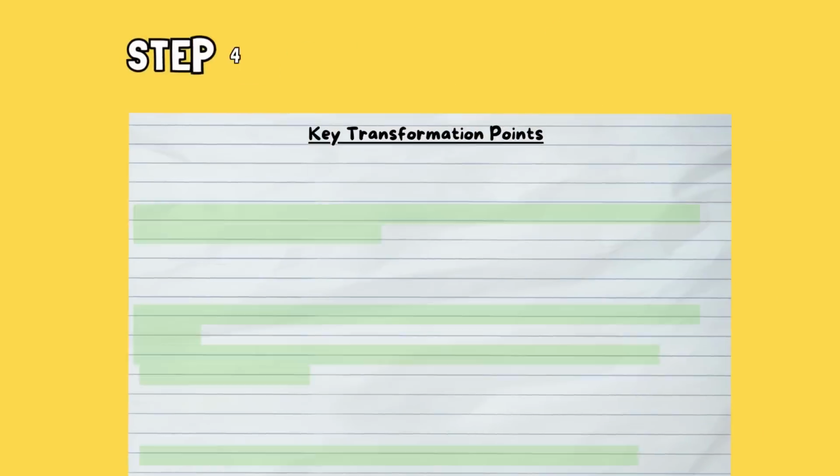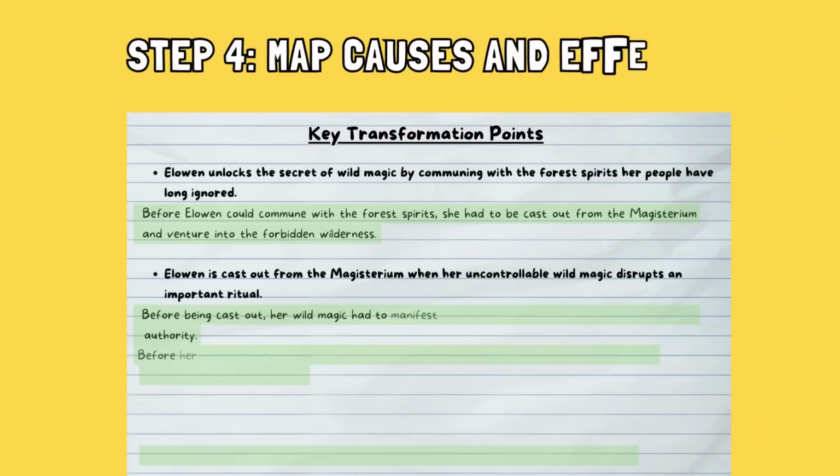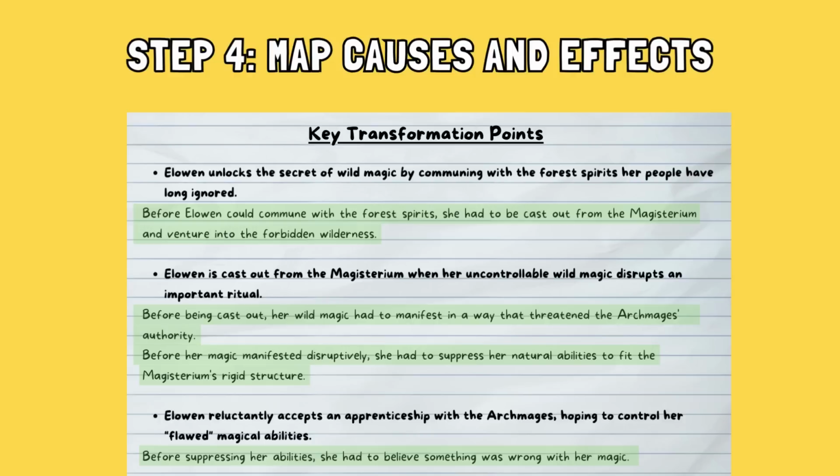Step 4. Map causes and effects. Before Elowin could commune with the forest spirits, she had to be cast out from the Magisterium and venture into the forbidden wilderness. Before being cast out, her wild magic had to manifest in a way that threatened the Archmage's authority. Before her magic manifested disruptively, she had to suppress her natural abilities to fit the Magisterium's rigid structure. Before suppressing her abilities, she had to believe something was wrong with her magic.